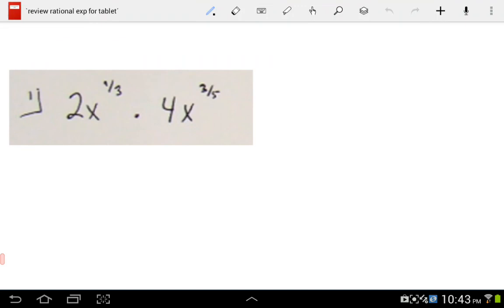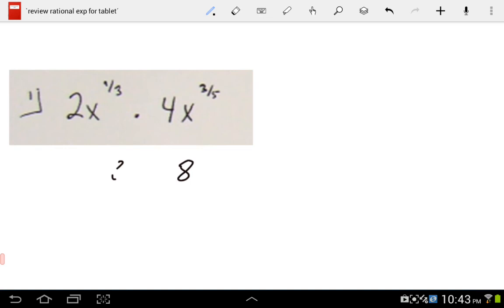Okay, number one, we just have some multiplication. So remember when we're multiplying here, we're going to take our exponents and just add them. Now, 2 and 4 here, those aren't exponents. We're just going to multiply that, and 2 times 4 is just going to give me 8 there. Now, I've got x to the 1/3 times x to the 3/5.